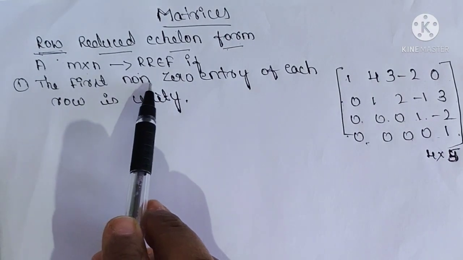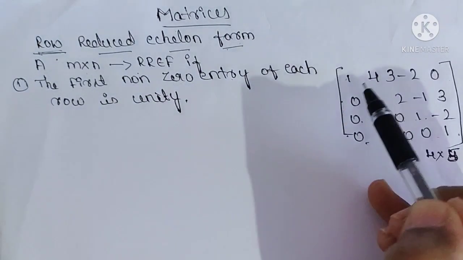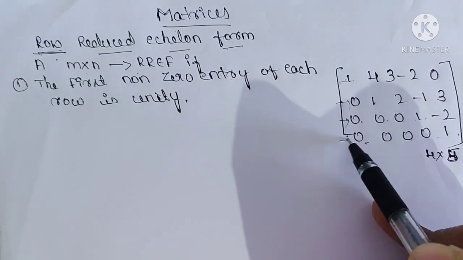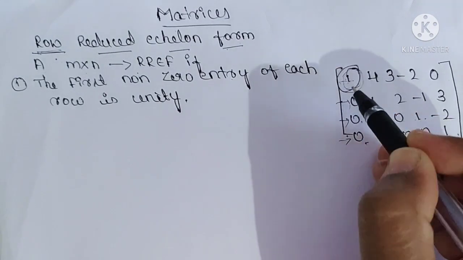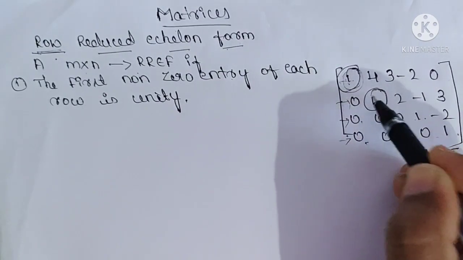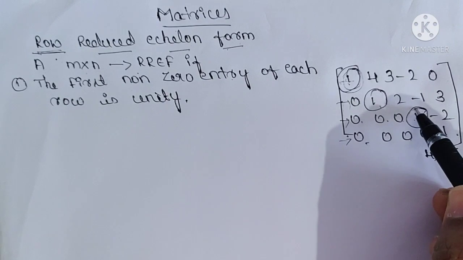The first non-zero entry in each row. See here, how many rows are there? 4 rows. In 4 rows, first non-zero entry: in the first row the first non-zero entry is 1. Here first non-zero entry is 1. Here first non-zero entry is 1.